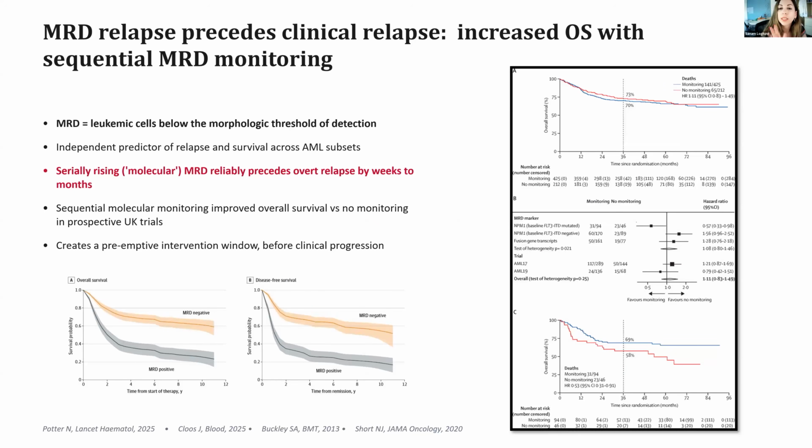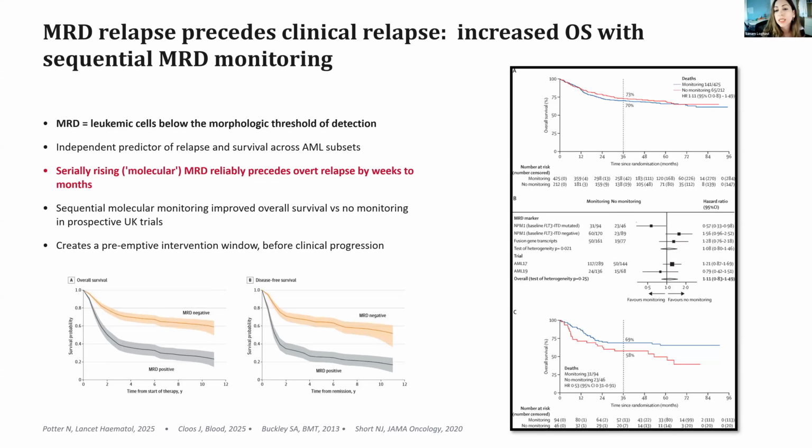So we know that our risk stratification systems are not static, right? So it depends really on how the patients respond to therapy. And one of the best ways to modify, if you will, the baseline risk stratification is to look at measurable residual disease, which is a measure of whether or not the disease is responding to the therapy we're giving the patient or not.